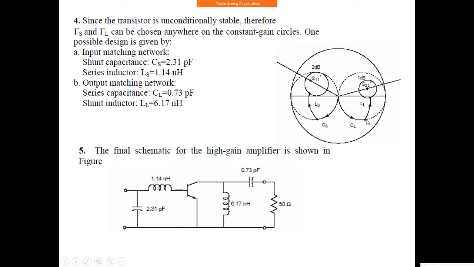Next, after this point, what are we doing? We are moving on a conductance circle here, not resistance. You should see the conductance circle passing through this point. So from here, you move like this on the constant conductance circle up to this point. A constant conductance circle in the anti-clockwise direction adds an inductor in shunt. See, this is the inductor in shunt. So this is a matching network now.